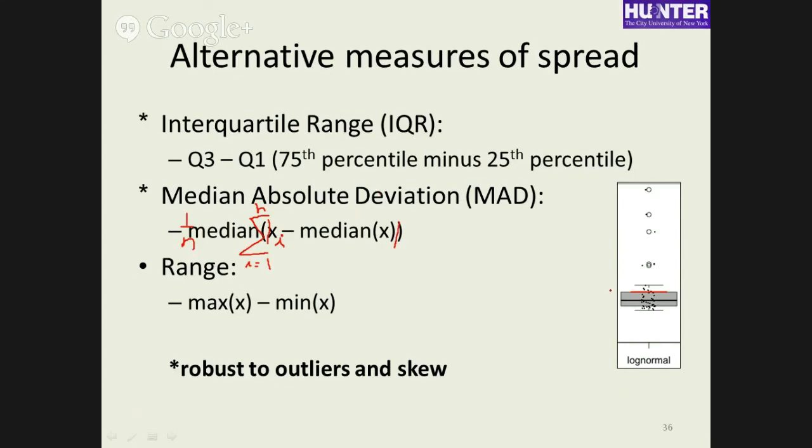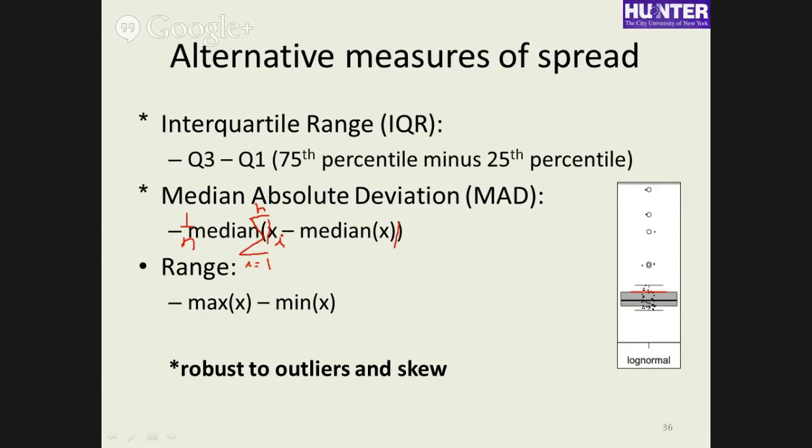This example here was a very skewed distribution. And I just show here, this is the median because it's the middle of a box plot, and this is the mean, just showing how the mean is shifted up from the median by this skew.